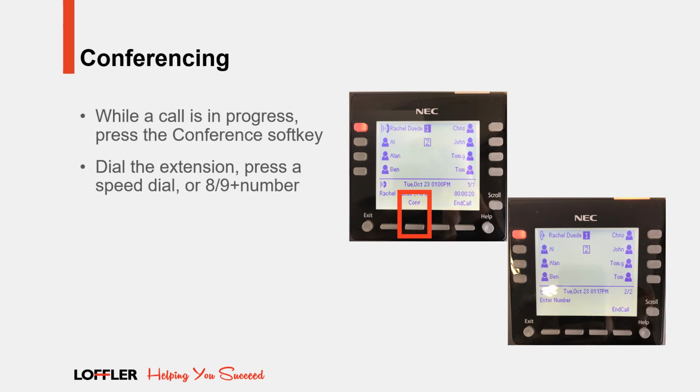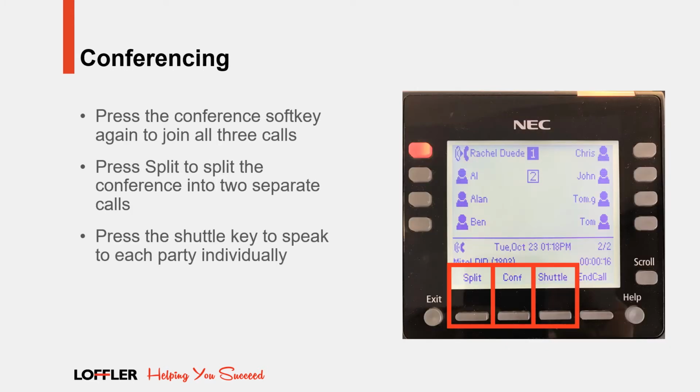To add a third party into a call, while on a call, press the conference soft key. Dial an extension, press a speed dial, or dial the trunk access code 8 or 9 and then the number. Press the conference soft key again to join all three calls. Press split to split the conference into two separate calls. Once a conference has been split, you cannot connect the two calls again. Press the shuttle key to speak to each party individually.